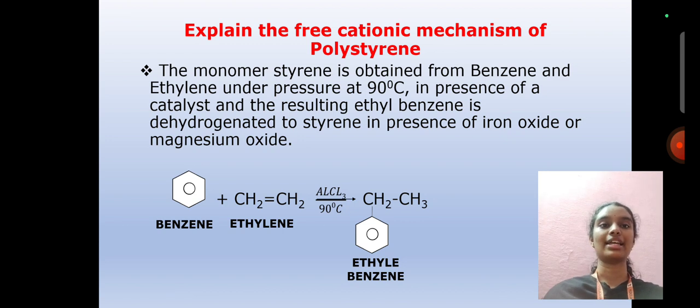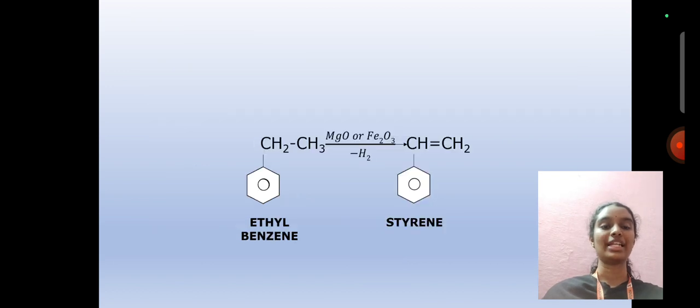The monomer styrene is obtained from benzene and ethylene under pressure at 90 degrees Celsius in the presence of a catalyst, and the resulting ethylbenzene is dehydrogenated to styrene in the presence of iron oxide or magnesium oxide. When benzene is reacted with ethylene in the presence of aluminium trichloride at 90 degrees Celsius, ethylbenzene is formed. The formed ethylbenzene is dehydrogenated under magnesium oxide and gives styrene.